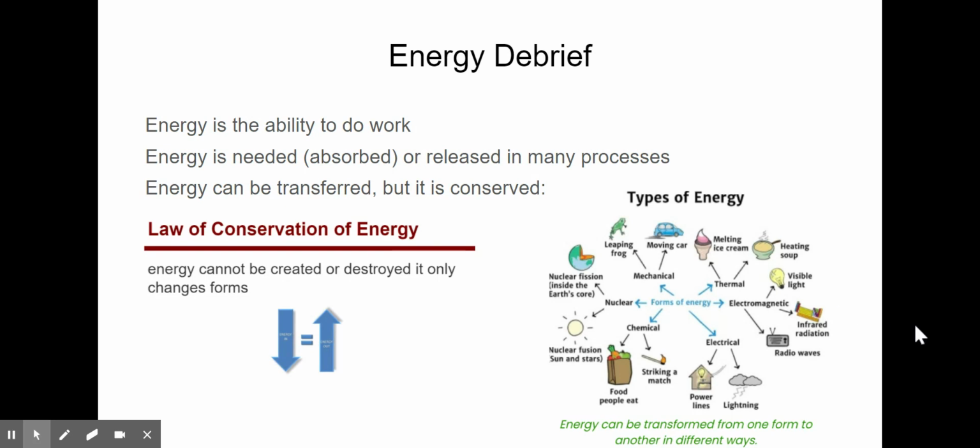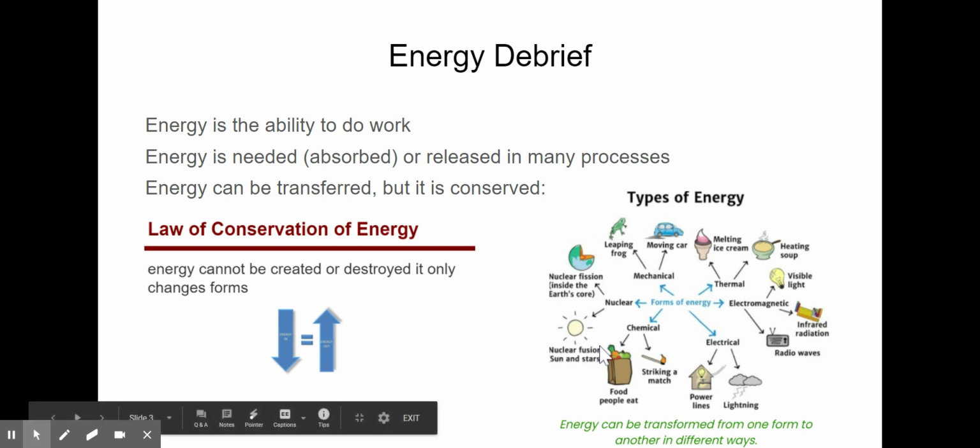Then we have thermal energy, like heating. Mechanical energy would be like a moving car. That's your 1/2 mv squared. And then we have nuclear, and then you're looking at the sun.